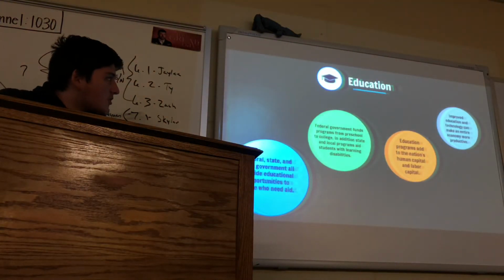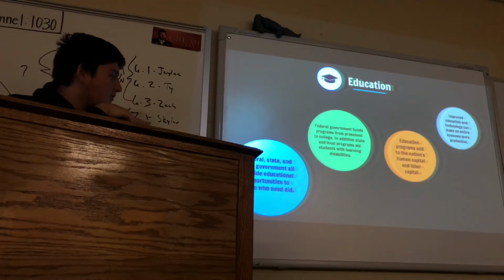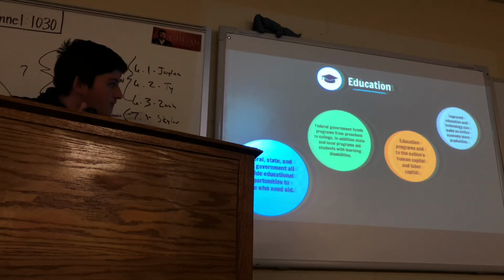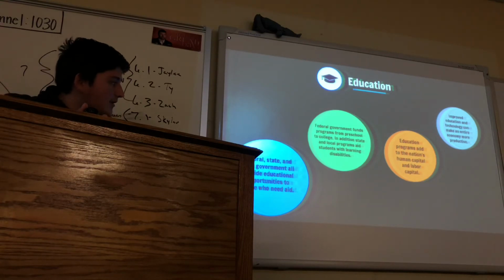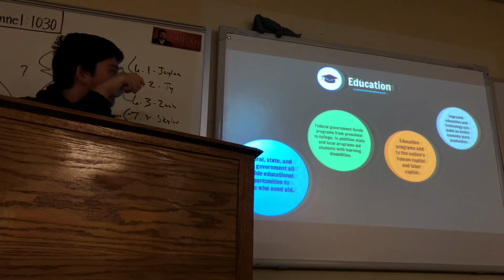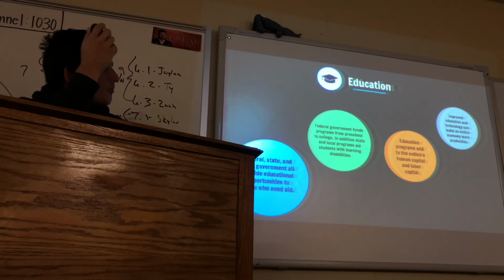So let's talk about education. Education is more about grants. We'll talk about that in the green bubble. The federal, state, and local governments all provide educational opportunities for those who need aid. That's pretty straightforward. The federal government funds programs from preschool to college, for example scholarship grants. In addition, state and local programs aid students with learning disabilities. Education programs add to the nation's human capital and labor capital. Another point is that improved education and technology can make the entire economy more productive.